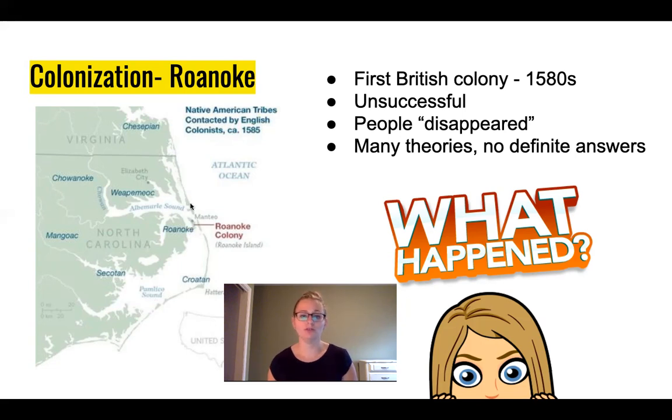The only clue was a tree with the word Croatoan etched into it, which was the name of a Native American group that lived in the Outer Banks. So there's thoughts that maybe they went there. There's been a little bit of evidence that maybe that could have happened, but we really just don't know. It took so long for him to come back, and when he was there, everybody was just gone.